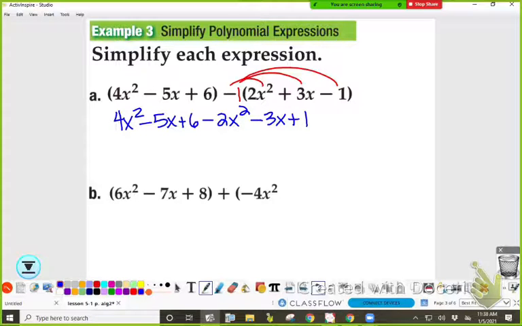And now you just combine like terms. You start with the highest exponent. Am I going too fast for anyone? No. Okay, I just want to make sure.